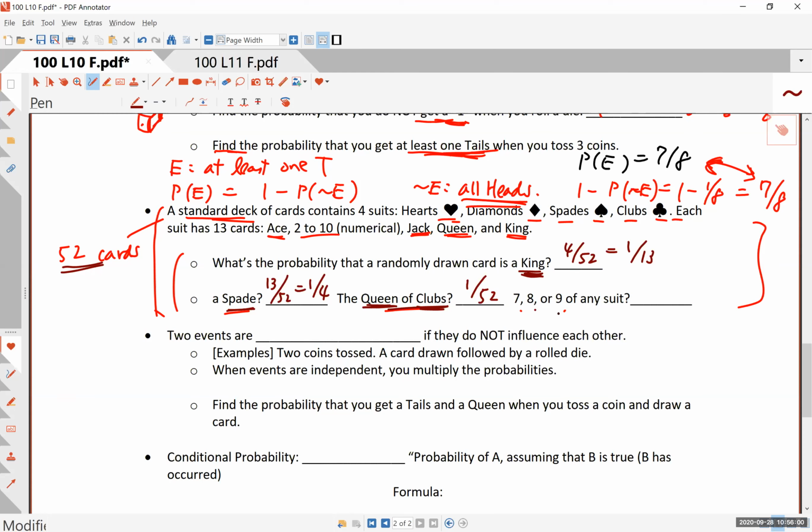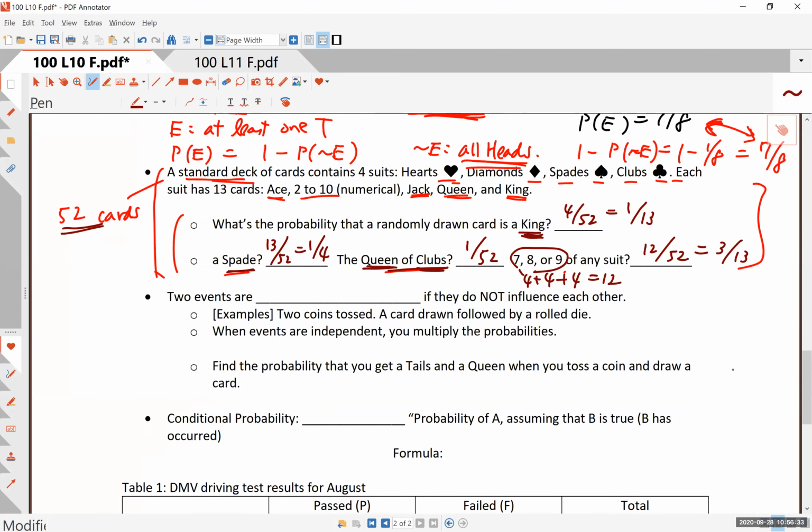And how about 7, 8, or 9 of any suit? You have 4 of these 7s, and you have 4 8s, and you have 4 9s. And so altogether, you have 12 out of 52, right? And so that is the answer to this particular question. And by the way, you can reduce this to 3 out of 13, simply because you're picking 3 numerical values out of those 13 cards in each suit. Okay, all right, so hopefully this is all clear.